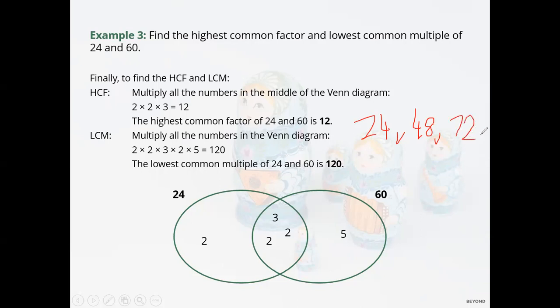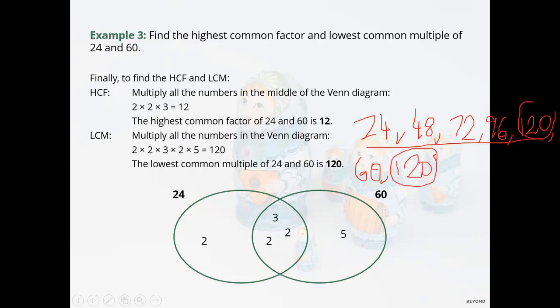72, right? Okay, and then another one plus another 24. What do we get? 96. 96 plus another 24? 120. 120. This is called the multiples of 24. And I can also do multiples of 60, 60, 120. So you see, this is the earlier part we did. We just list out. Now I see the lowest common multiple.